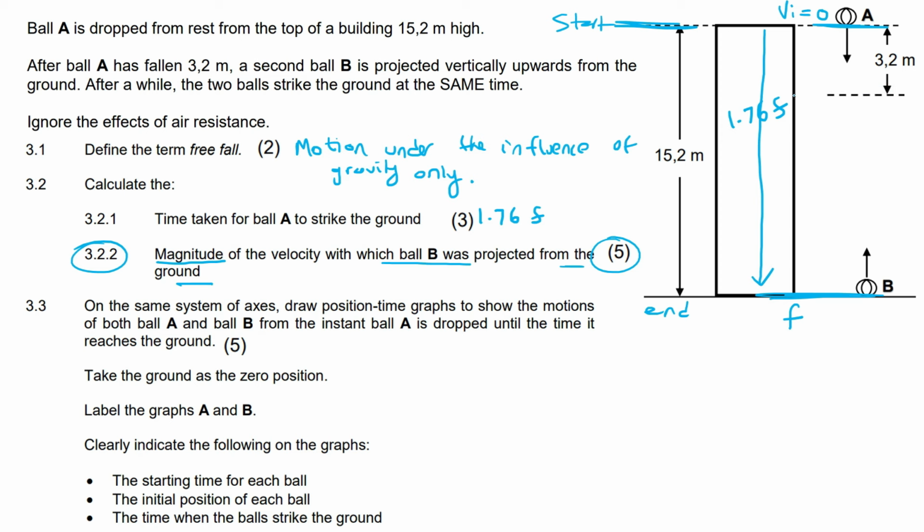Then we can figure out how long it takes for ball A to go from here to the ground, because that time will be the same amount of time that ball B was in the air. They told us that ball B was thrown when ball A reaches this position, and they both stayed in the air for the same amount of time. So it's going to be less than 1.76. We need to figure out how long it takes ball A to get from here to here. Let's go work that out.